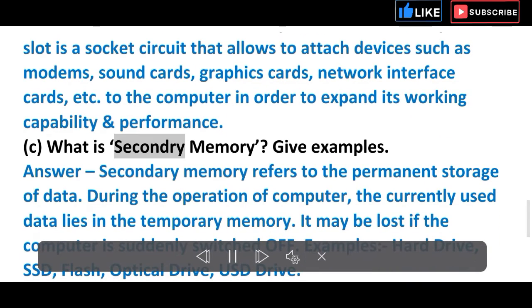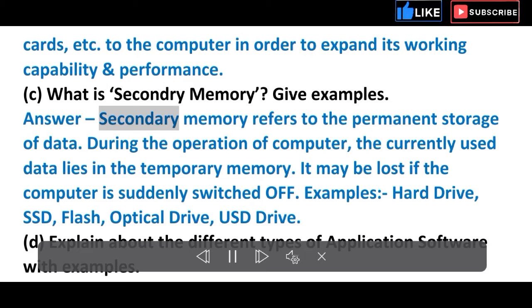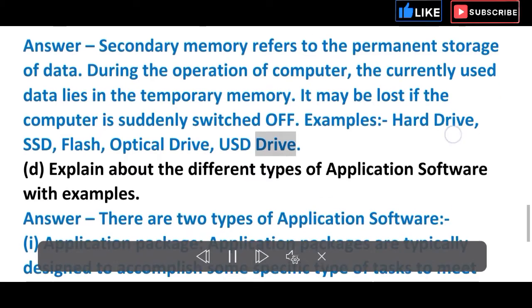C. What is secondary memory? Give examples. Answer. Secondary memory refers to the permanent storage of data. During the operation of computer, the currently used data lies in the temporary memory. It may be lost if the computer is suddenly switched off. Examples: hard drive, SSD, flash, optical drive, USB drive.